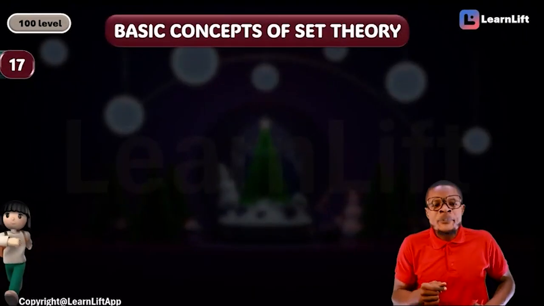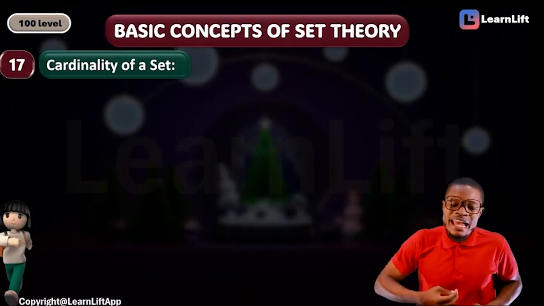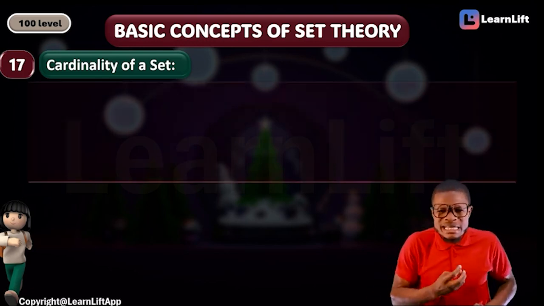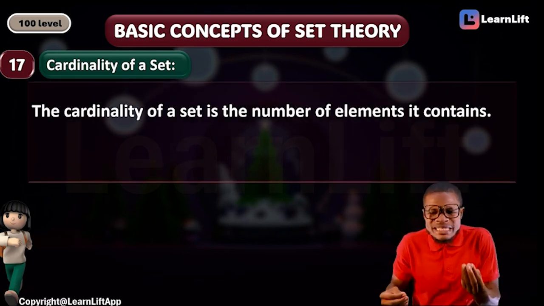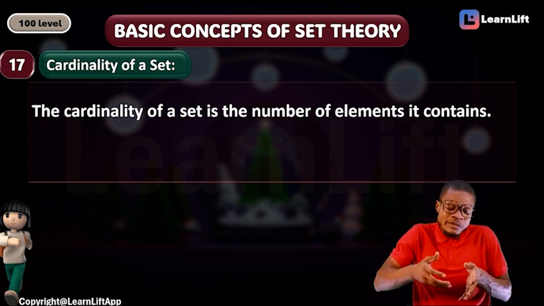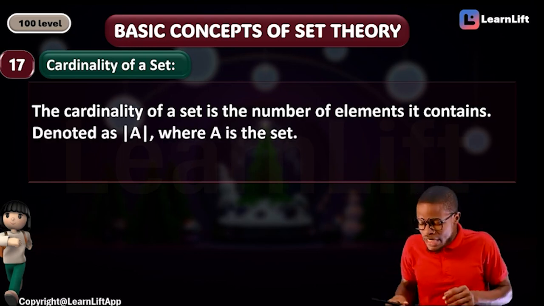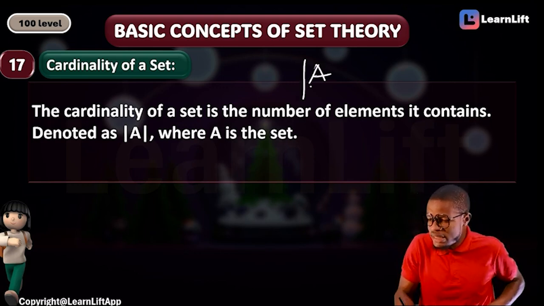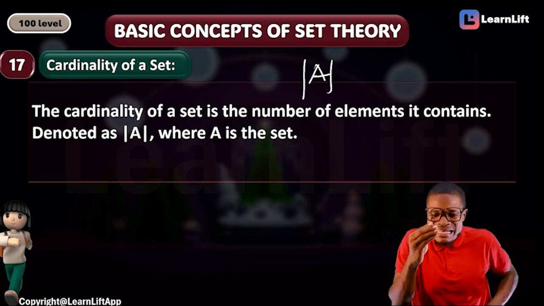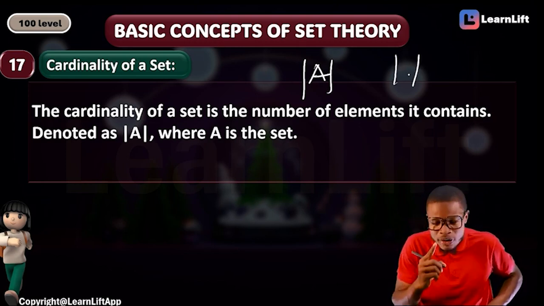Number 17 quickly here is called the cardinality of a set. It is a constant question. When they say cardinality of a set, what do we refer to? Understand this very fast: the cardinality of a set is the number of elements it contains. The number of elements contained in a set is called the cardinality of a set. It is denoted by this symbol, A with bars like this. That means A is the set, and that symbol is talking about cardinality.